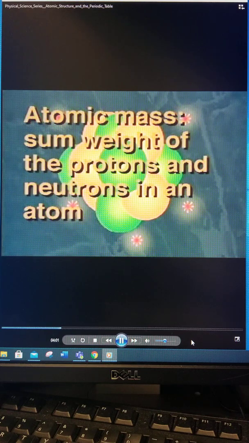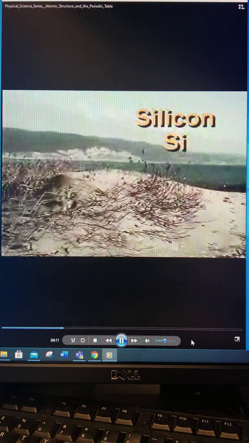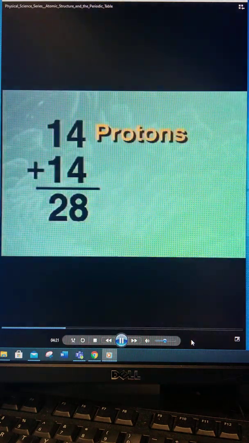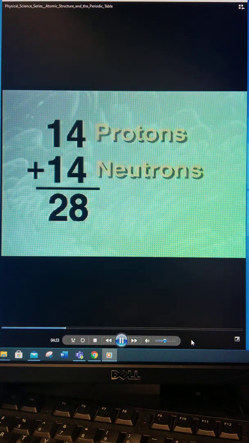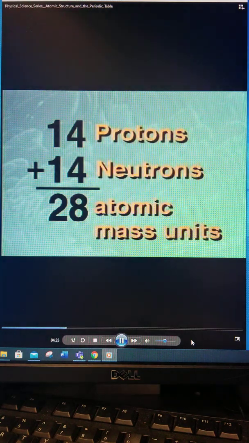It is useful to know the combined number of protons and neutrons in an atom. The atomic mass, also known as the atomic weight or mass number, is the sum weight of the protons and neutrons in an atom. Let's take the element silicon, symbolized by the letters Si. Silicon is a major element that makes up the sand on this beach. Silicon has 14 protons and 14 neutrons that add up to an atomic weight of 28 atomic mass units.